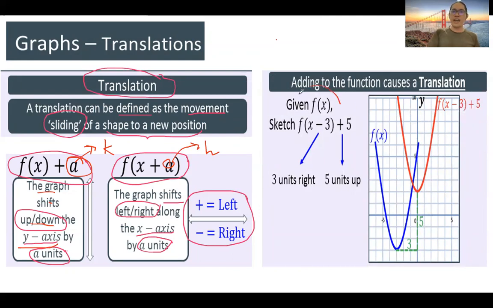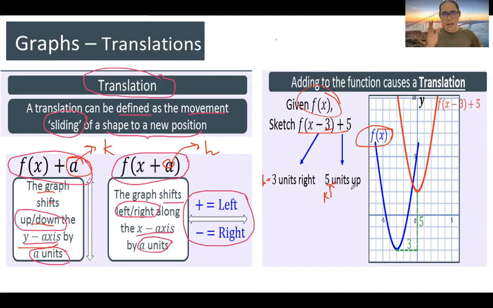So now, given that this is the f of x there, you can sketch f of x minus 3, then plus 5. As you can see, your h is 3 units, which means your h is positive. It goes 3 units to the right. And for your k, as you can see there, your k is 5, so it moves 5 units up. So I hope we are clear about this one.